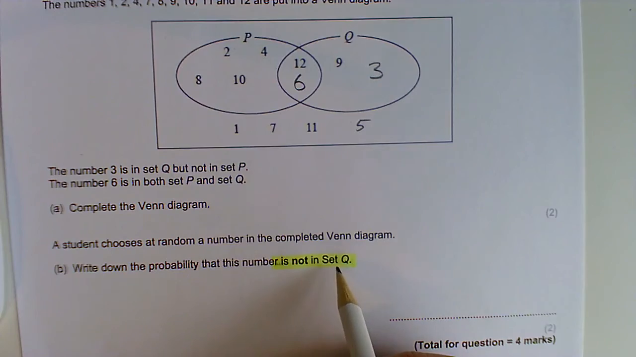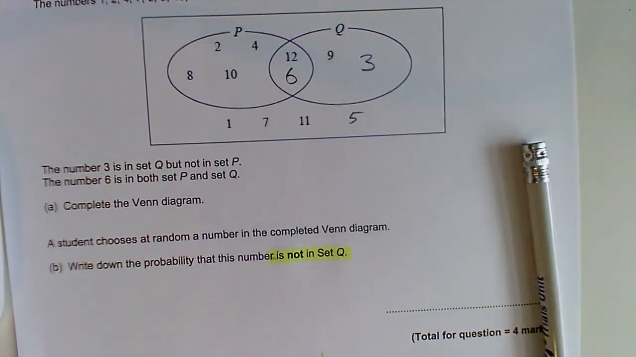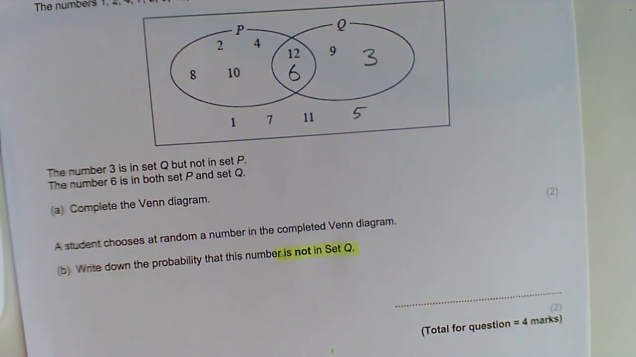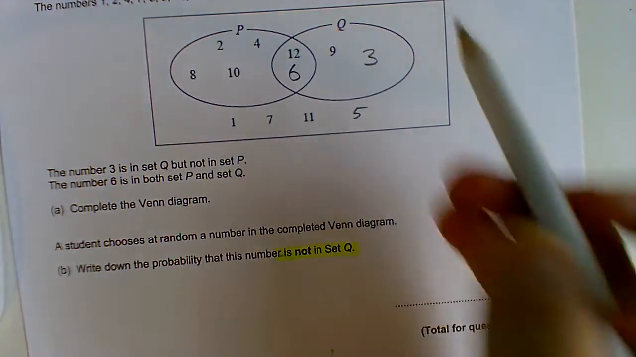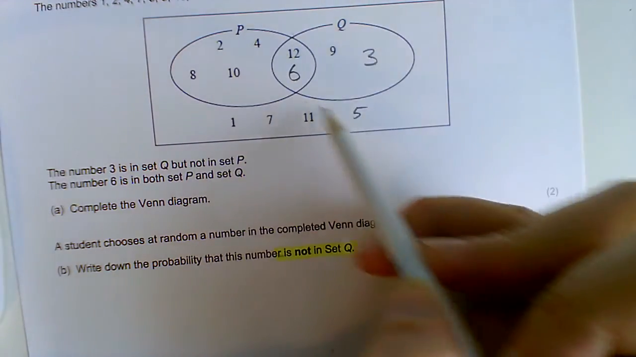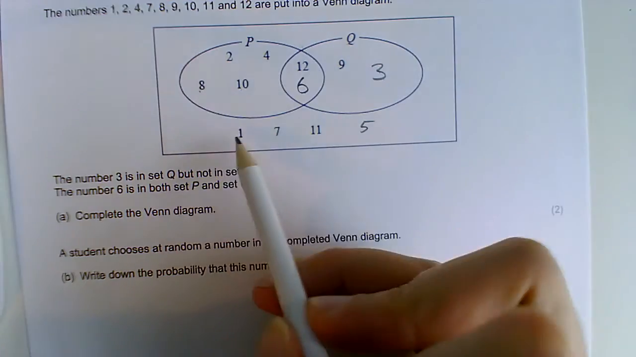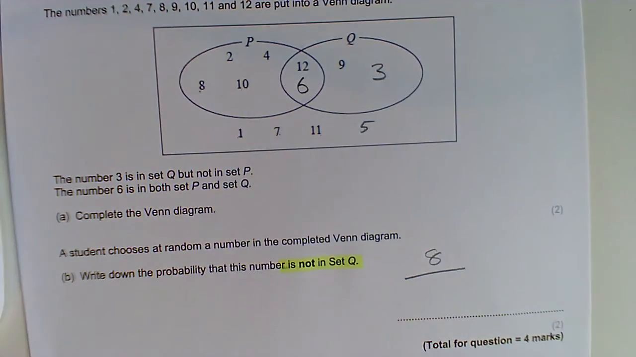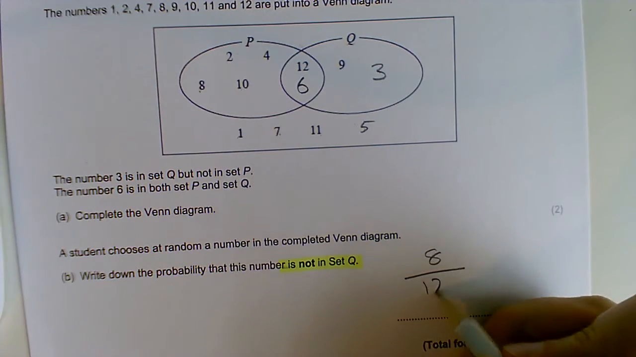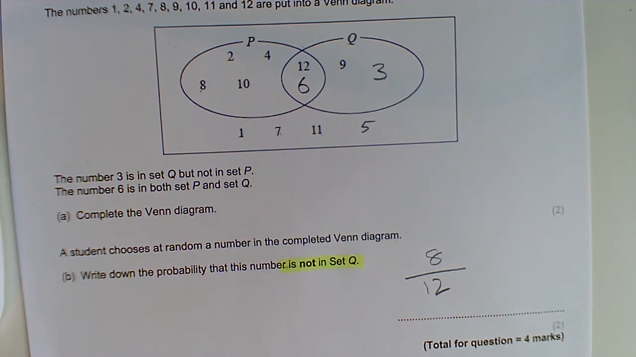So set Q has 1, 2, 3, 4 things in it. Okay. So how many of these things are not in set Q? So anything outside this oval is not in set Q. So we've got 1, 2, 3, 4, 5, 6, 7, 8 numbers not in set Q. How many numbers in total do we have? We have 12, so that's 8 out of 12. Okay. So well done if you got that one.